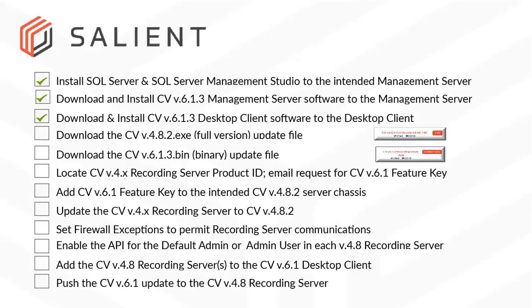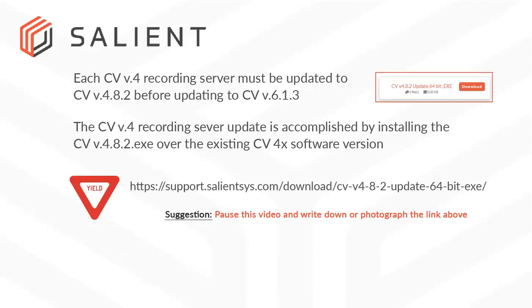The version 4 recording server must be updated to CompleteView version 4.8.2 to enable the server to be added to and updated from the version 6.1 desktop client. This is your opportunity to download CompleteView version 4.8.2.